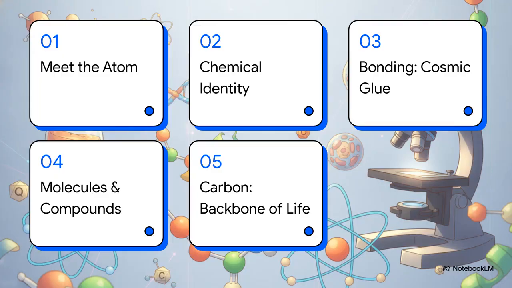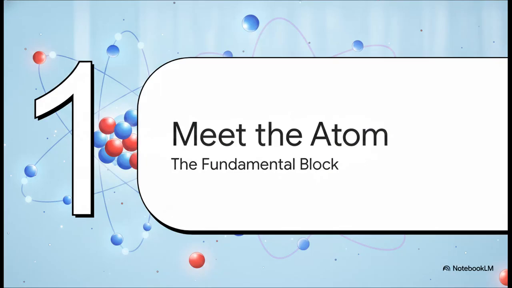Period. To answer how all this matter comes together, we're going to build up our understanding step by step. First, meet the atom. Second, elements, the chemical identity. Third, bonding, the cosmic glue. Fourth, molecules and compounds. And finally, carbon, backbone of life. Let's kick things off with Section 1.